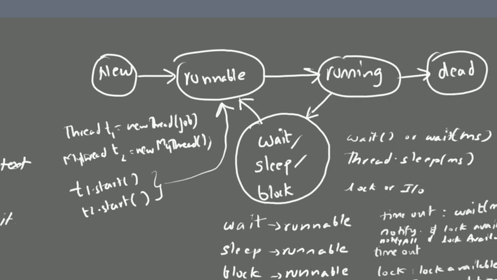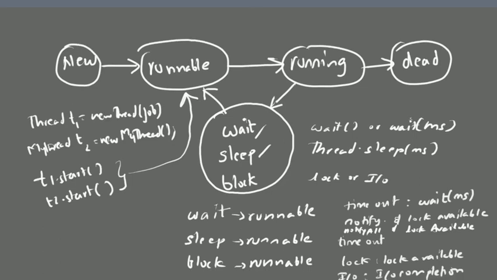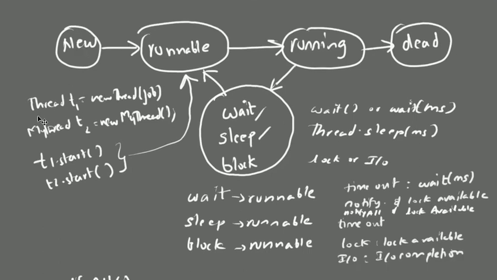So let's try to get the whole picture. When you do T1 is a new thread of my thread, or T2 is a new my thread, then T1 and T2 are in the new state. When you do T1.start and T2.start, they would be in the runnable state, in the runnable pool actually, and the JVM scheduler would be picking up threads and moving them to the running state.